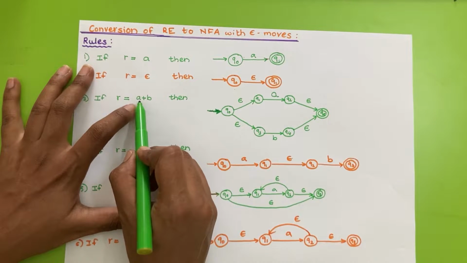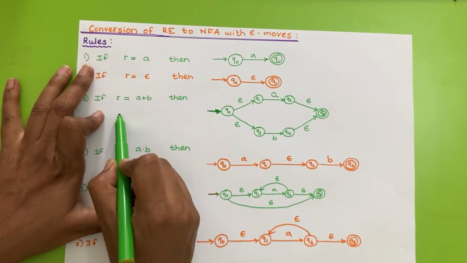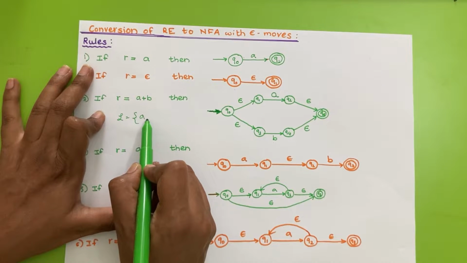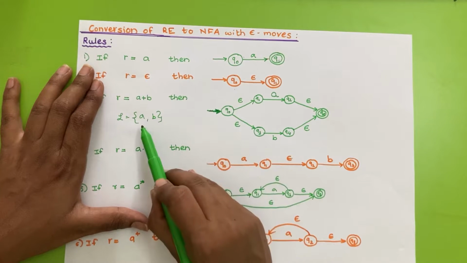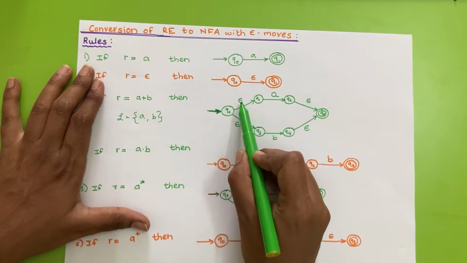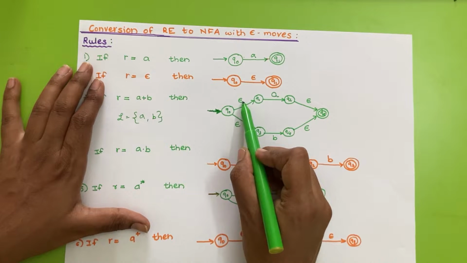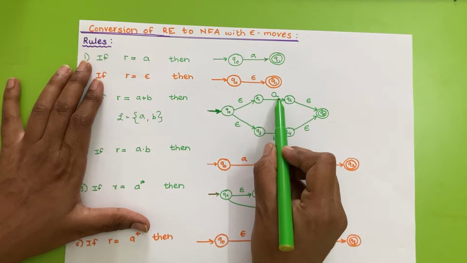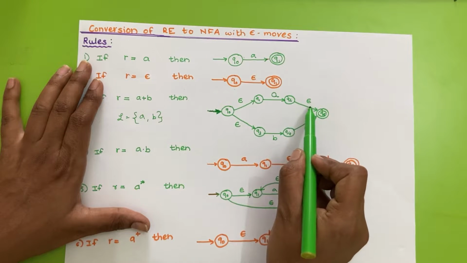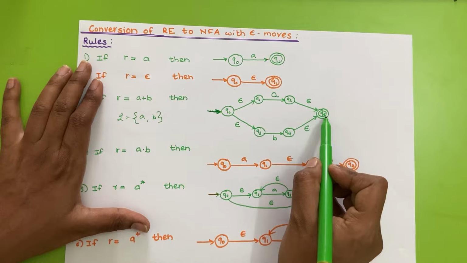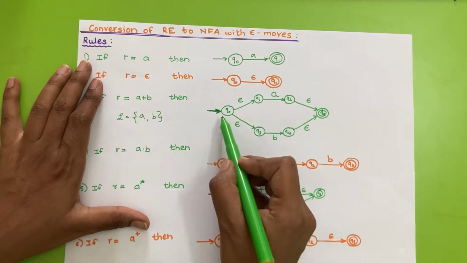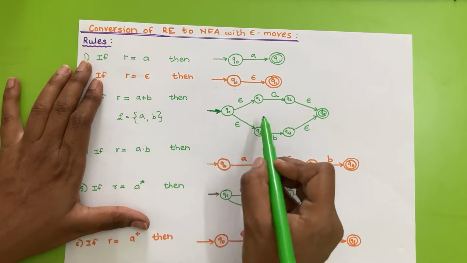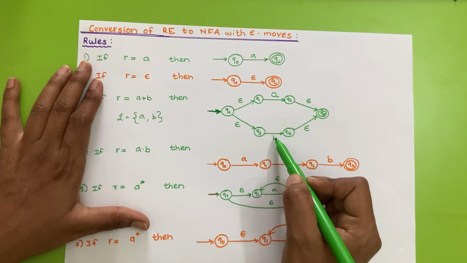Suppose R is equal to A plus B, then what type of language will there be? It will accept the strings A and B. So we'll see here how single A and single B are accepted. Q0 reads empty and goes to state Q1, then it reads A, then it reads empty and goes to state Q5, that is our accept state. So A will be accepted, and B will be accepted the same way by following its path. This is the diagram for the A plus B operator.